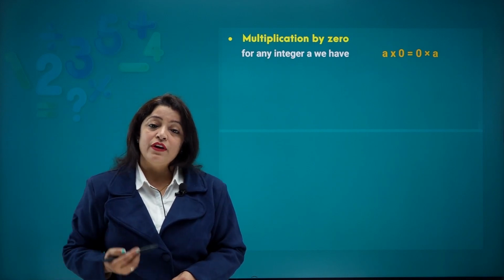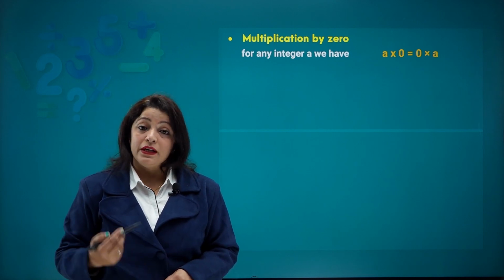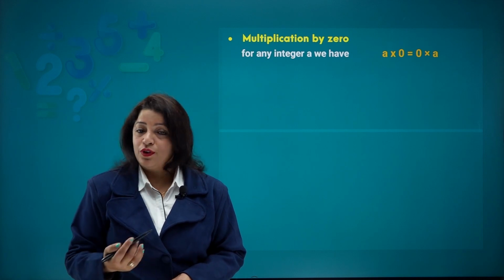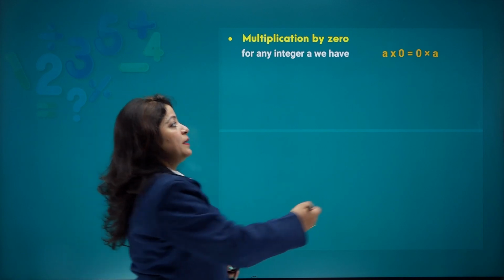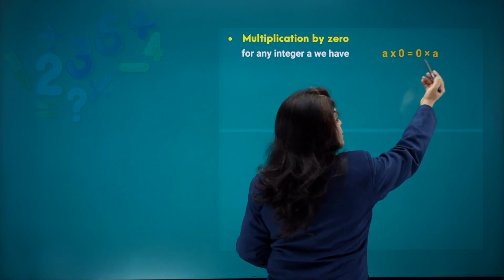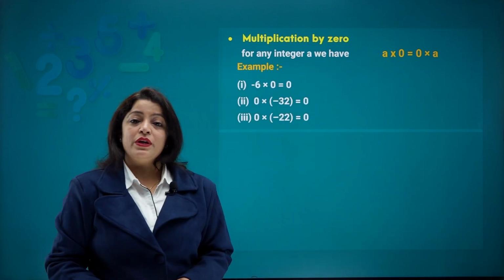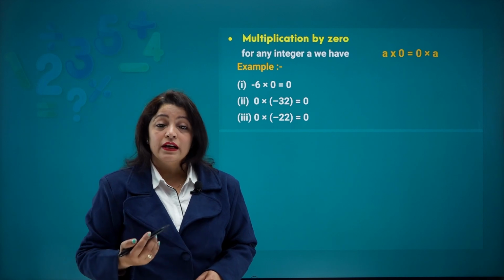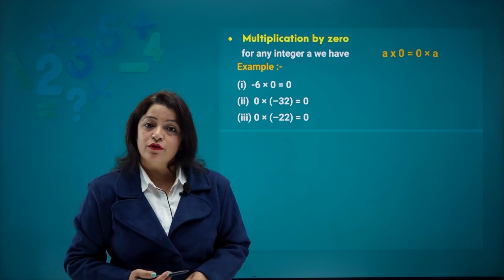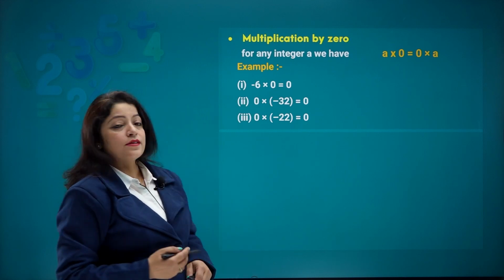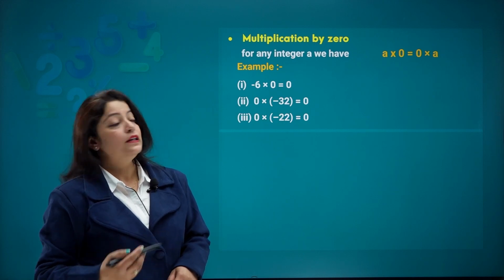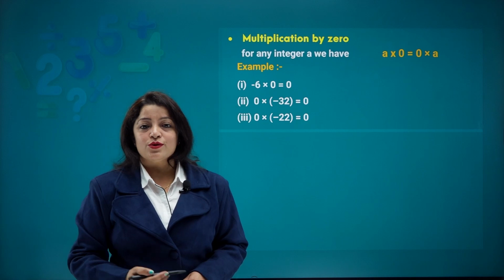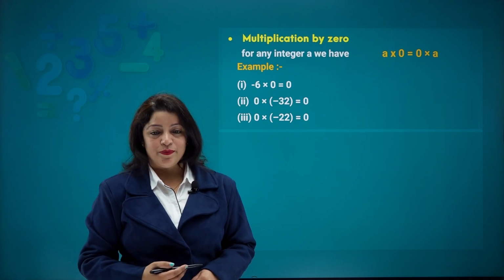Now the next property is multiplication by 0. Whenever we have any integer a and we multiply it by 0, the result is going to be 0. You know that already. So if you multiply a by 0 or 0 by a, the result is going to be 0. For example, a may be a negative or a positive integer, irrespective of the sign. So minus 6 times 0 is also 0, and 0 times minus 32 or 0 times minus 22, the result is going to be 0 always.